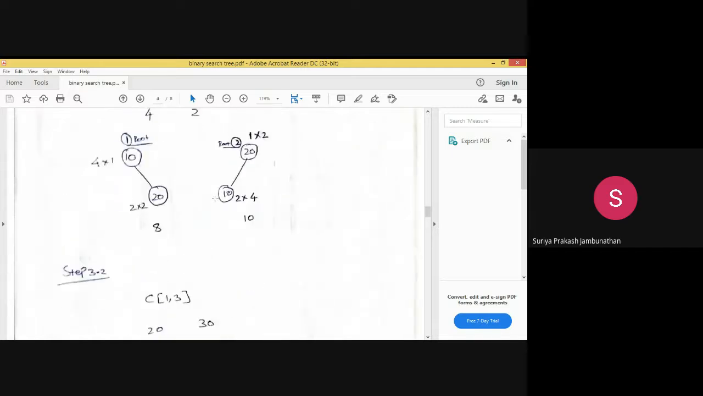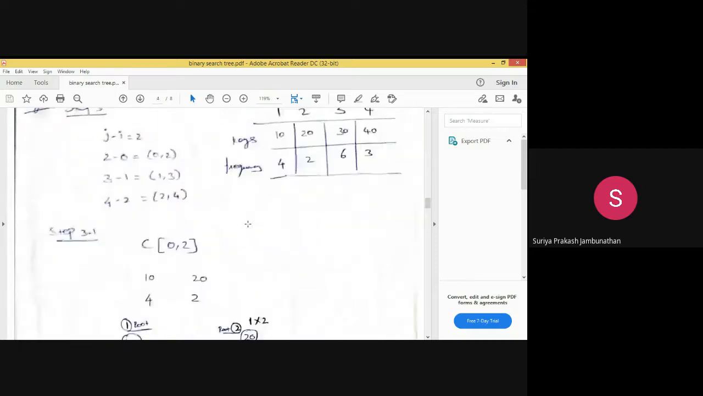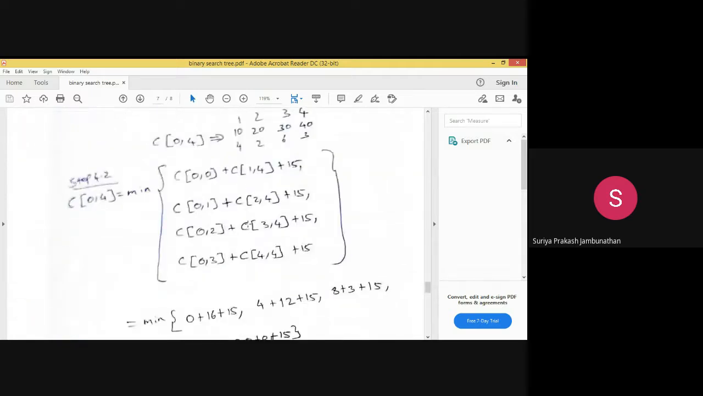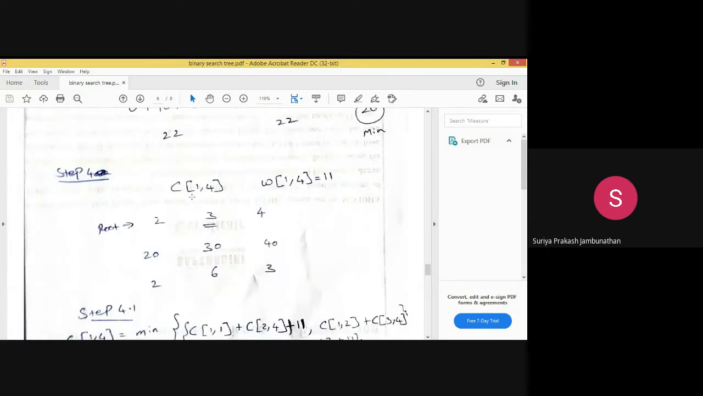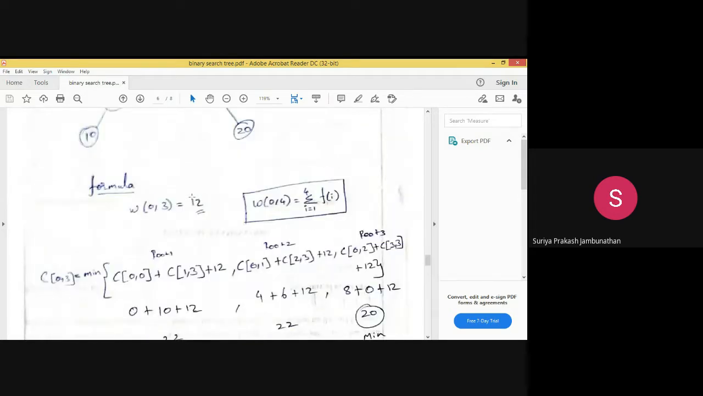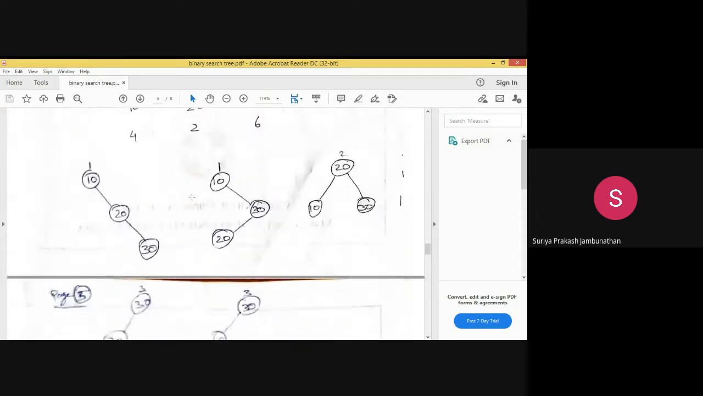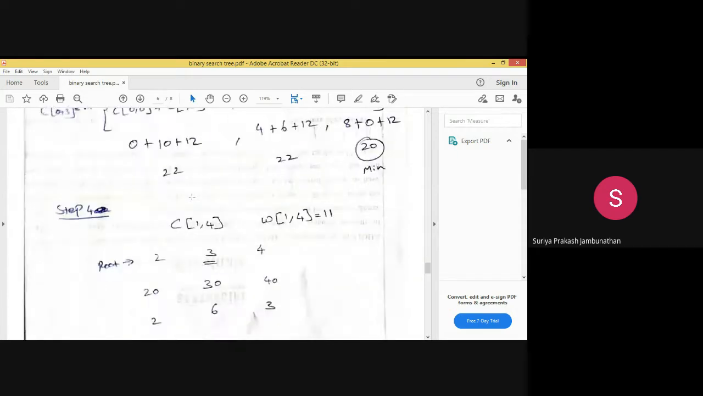So let's see the table. C of 0, 3 what we got is 20 power 3. So 0, 3 we applied 20 power 3. Okay. So next one we are identifying. What is the next one? As of now, we considered C of 0, 3. Then we are going to identify the next one, that is said to be 1, 4. C of 1, 4.